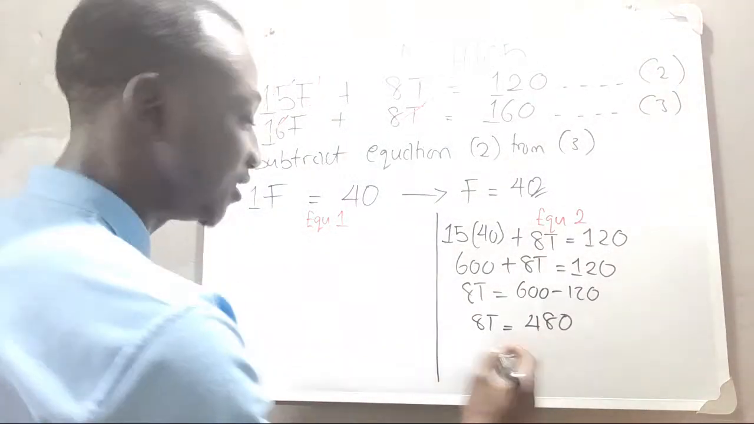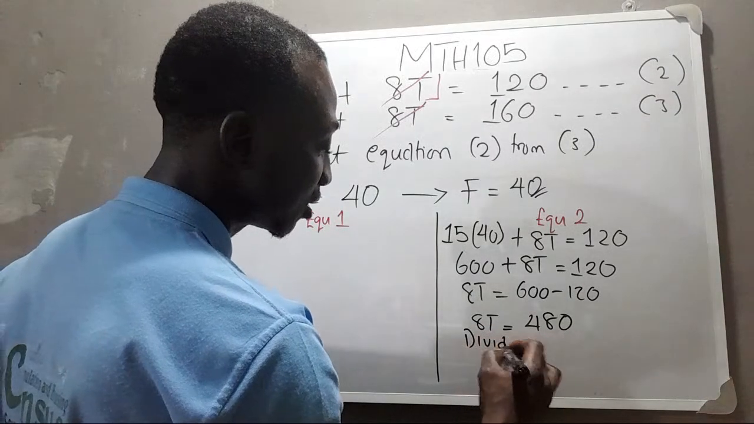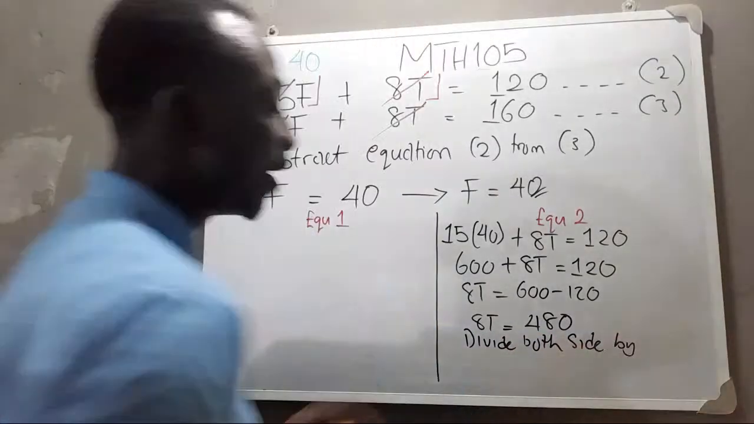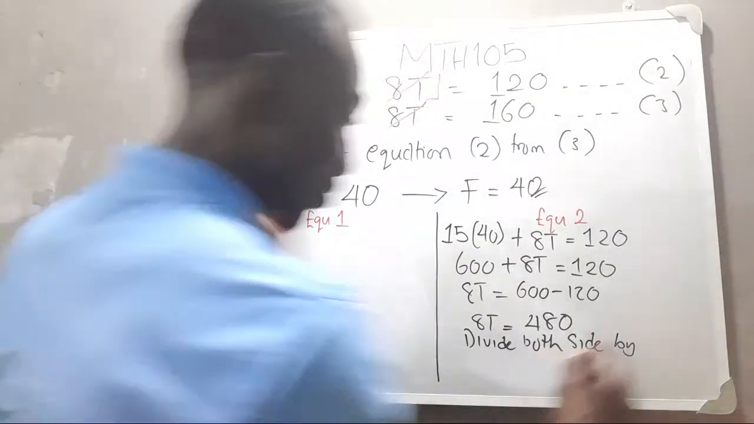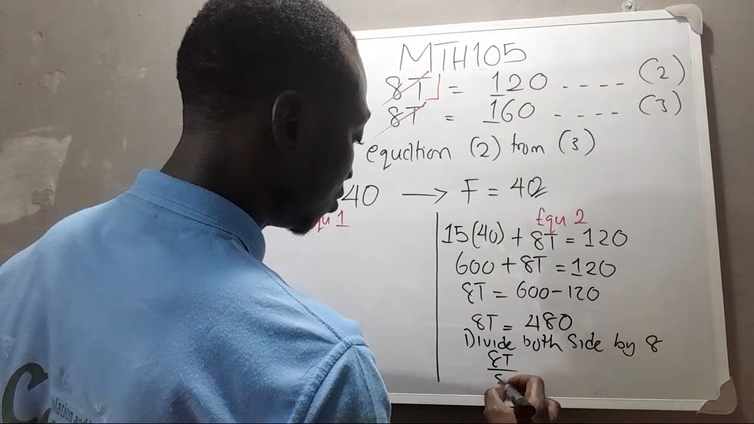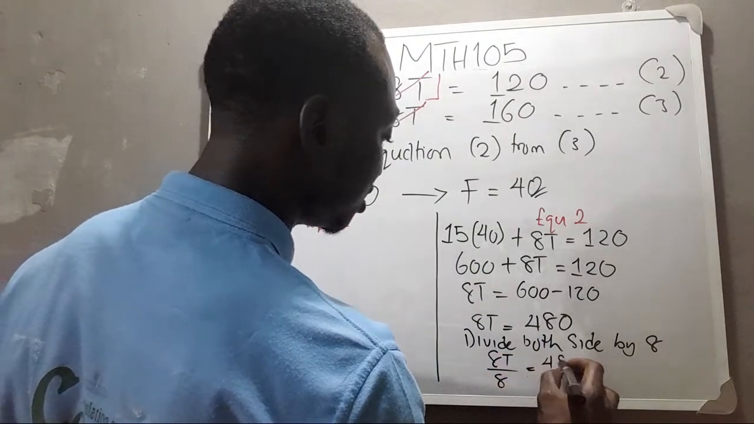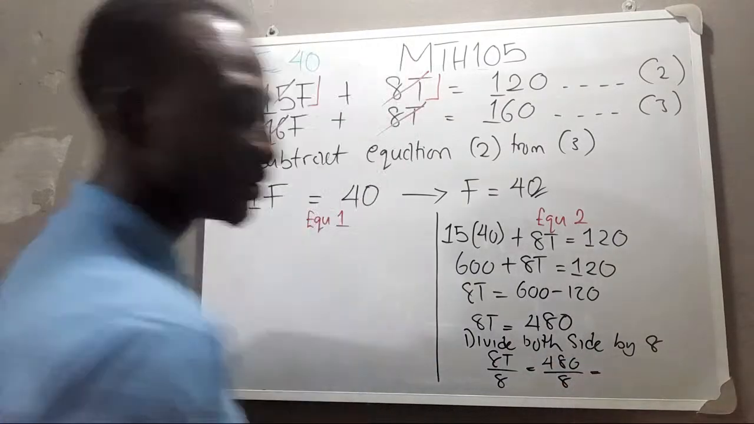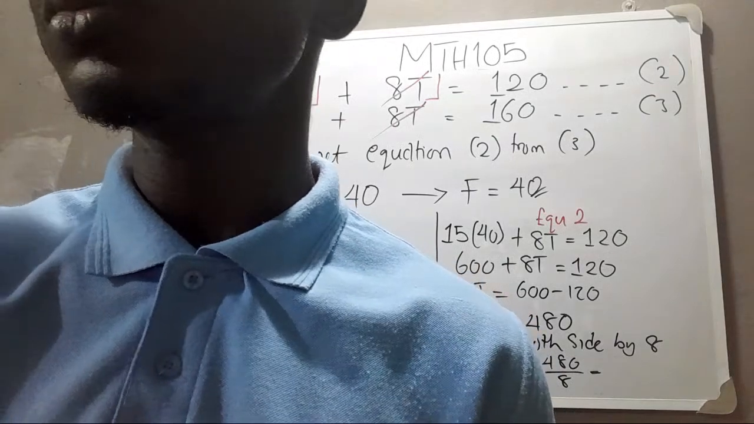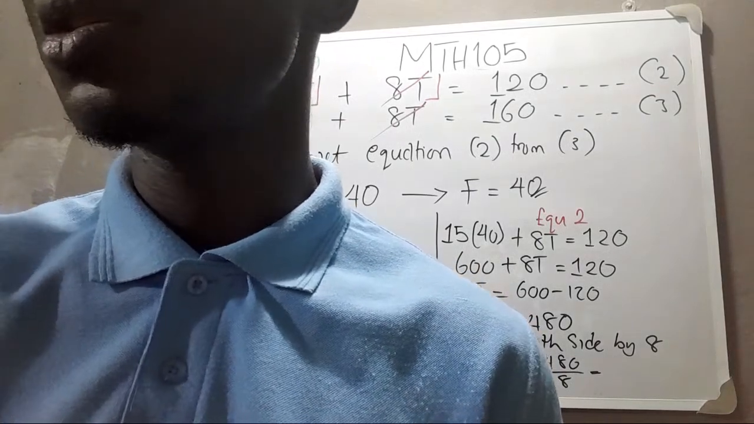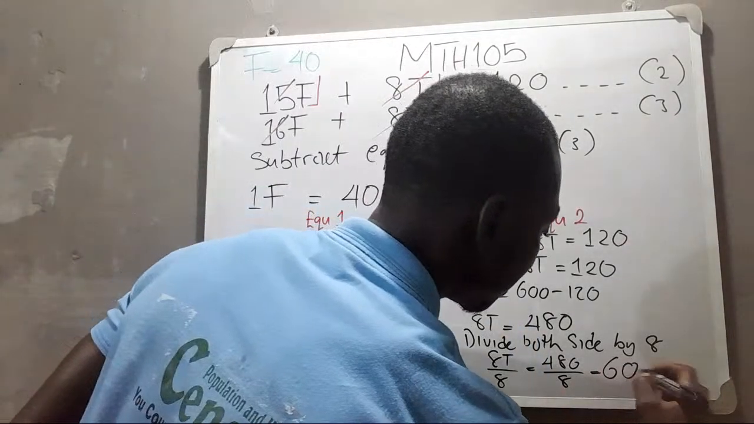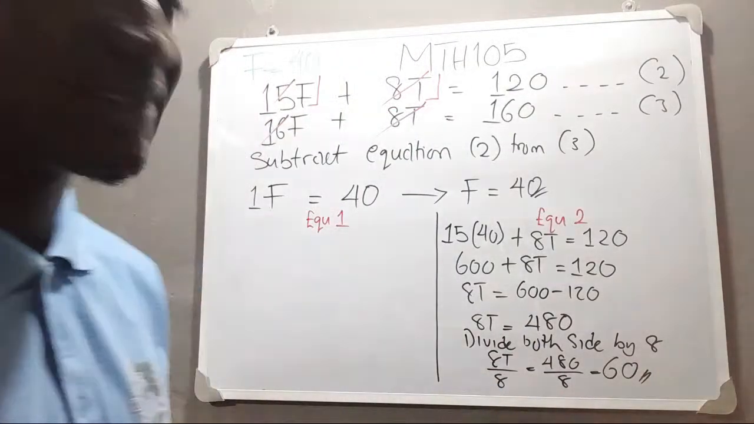So now 480, when you divide both sides by the coefficient of t, which is 8, we have 8t all over 8 equals 480 divided by 8. So let's see what our answer is. 480 divided by 8, we have 60. I believe we can see clearly.